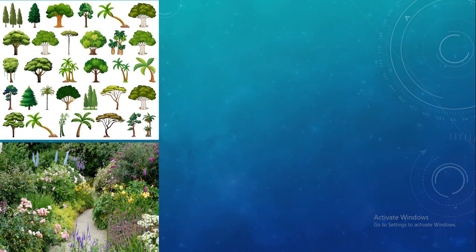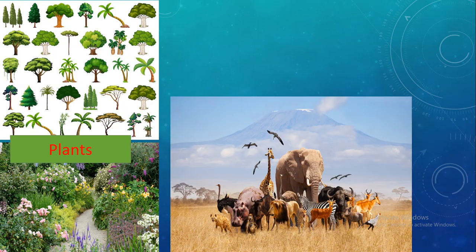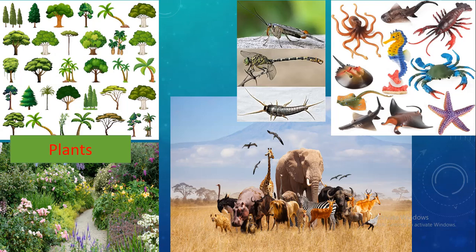At the beginning, I want you to look at these pictures and tell me, what do you see? Excellent. These are different kinds of plants. What about these pictures? These are different kinds of animals. Bravo. And as you know, plants and animals are living things. Scientists classified living things into groups according to similarities and differences between them, right?